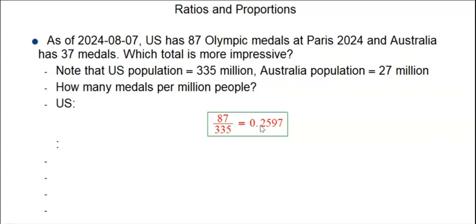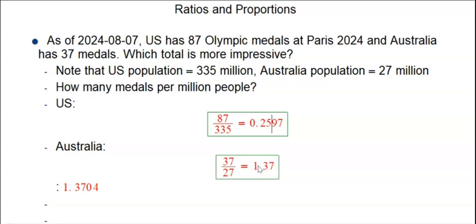Okay. And then Australia, we've got 37 medals for only 27 million people. I'll have it calculate that. Whoa, that is a much bigger number: 1.3704. Honestly, there's no point in having so much precision there. So Australia is getting well over 1 medal per million people, about 4/3 if you wanted to approximate that. This is a tiny bit over a quarter of a medal per million people for the US.